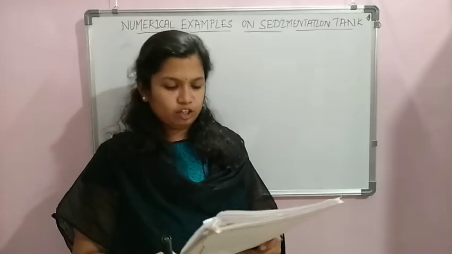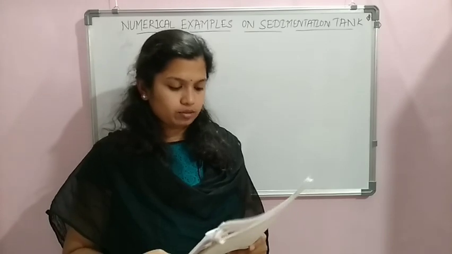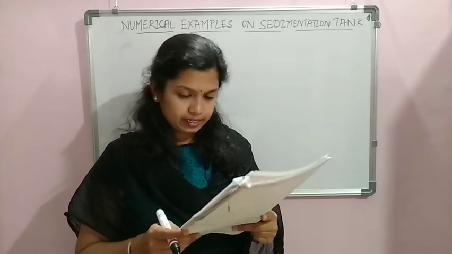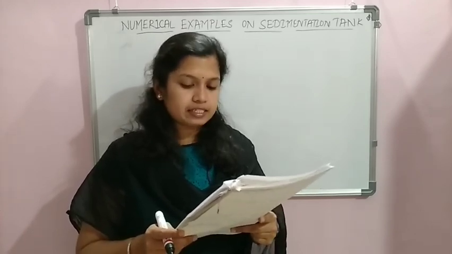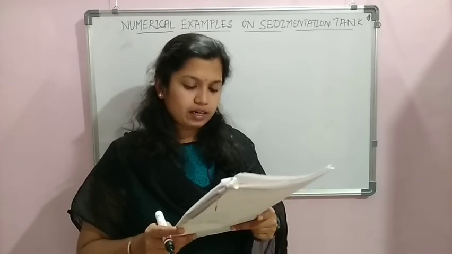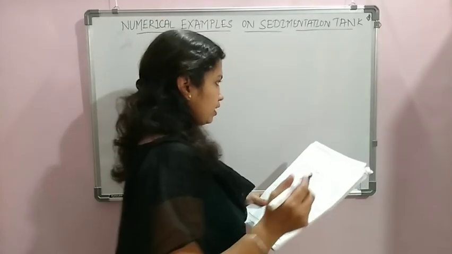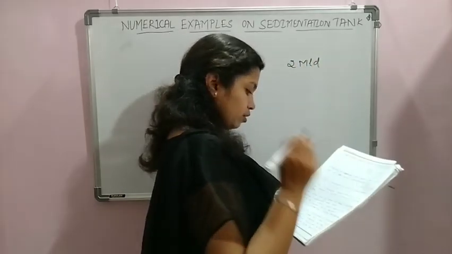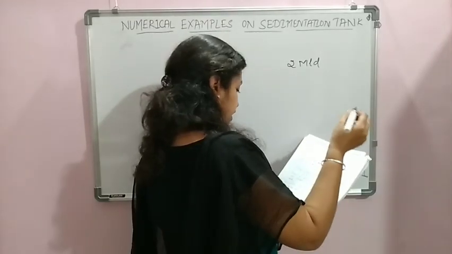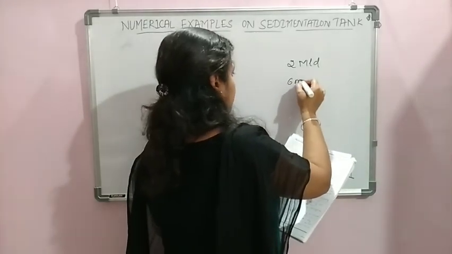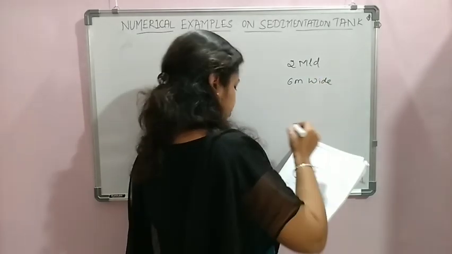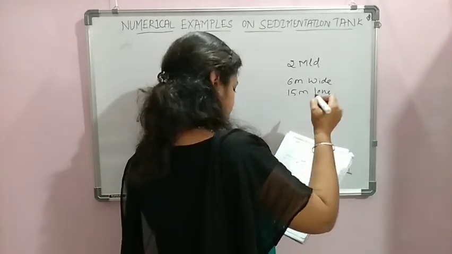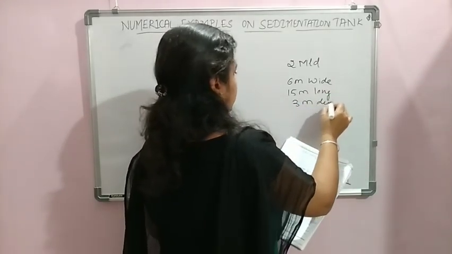Now let us take up the second numerical on the design of the sedimentation tank. The problem is: 2 million liters of water per day is passing through a sedimentation tank which is 6 meter wide, 15 meter long and having a water depth of 3 meter. In this case they are saying 2 million liters per day of water is passing through the sedimentation tank, and they have set the dimension of the tank as 6 meter wide, 15 meter long and water depth is 3 meter.